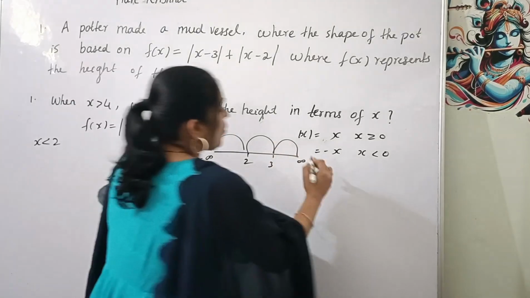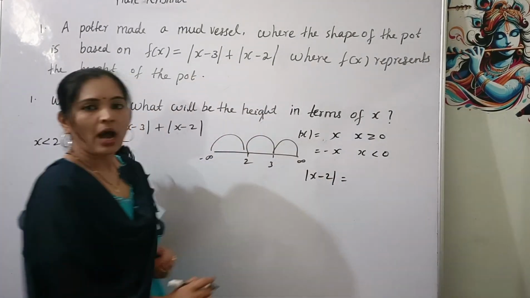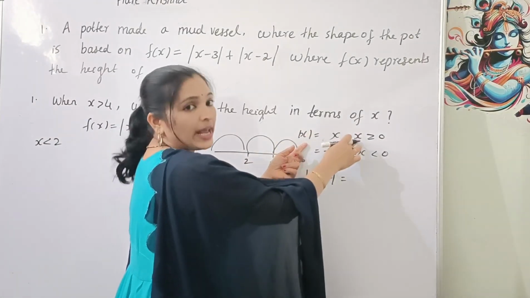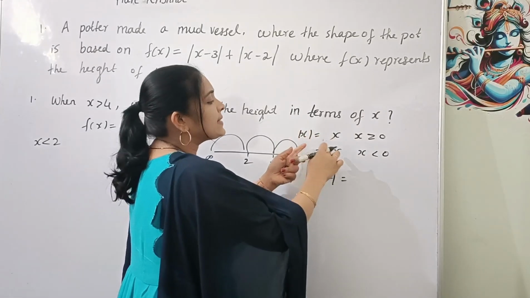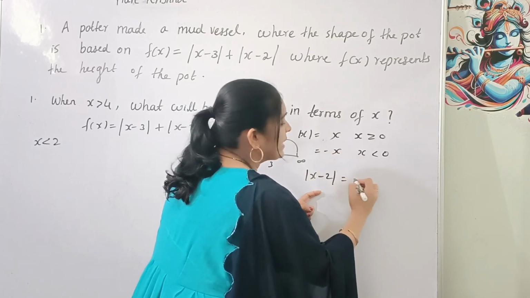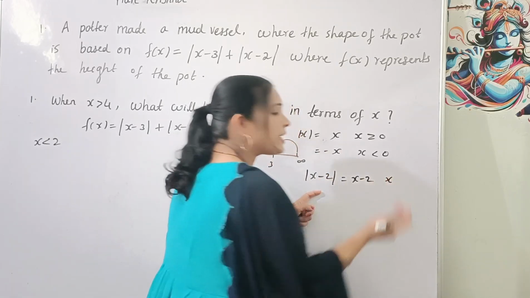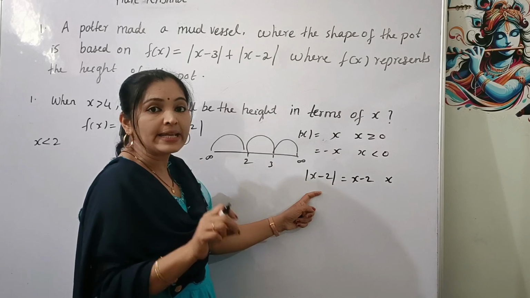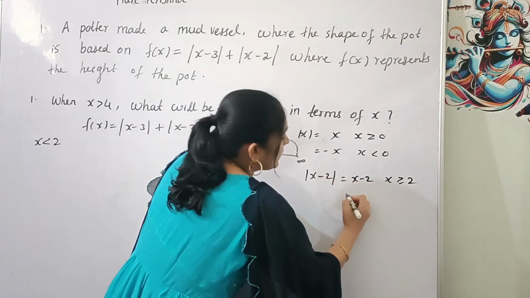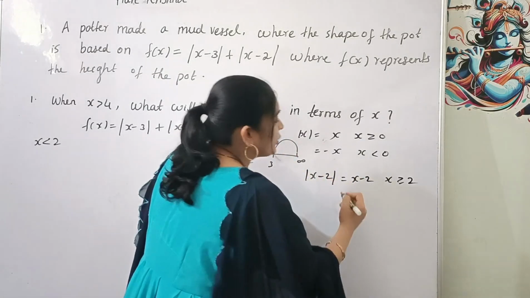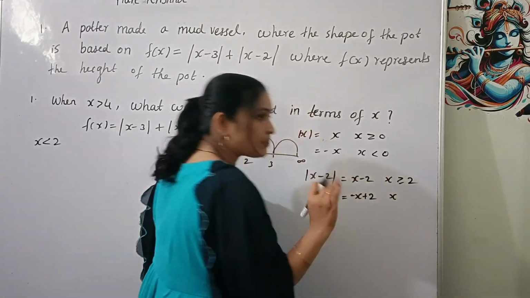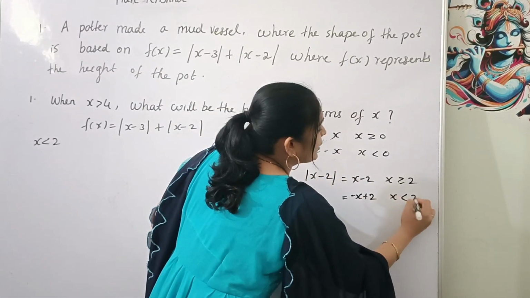What is |x - 2|? How to redefine the function |x - 2|? Here, |x| is x when x is greater than or equal to 0, and |x| is minus x when x is less than 0. Similarly, |x - 2| is x - 2 when x - 2 is greater than or equal to 0, that is x greater than or equal to 2. And |x - 2| is minus of (x - 2), that is minus x plus 2, when x - 2 is less than 0, that is x less than 2.